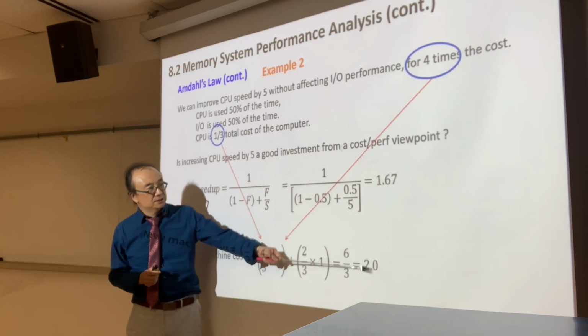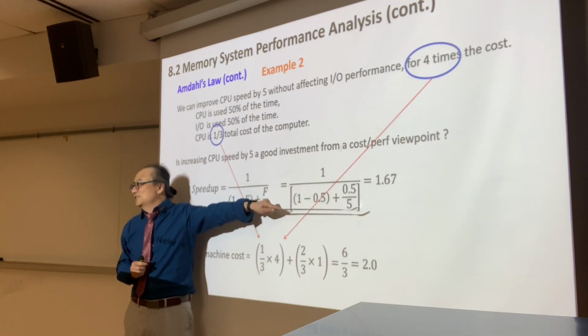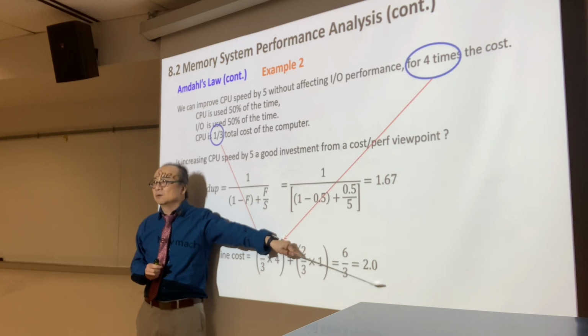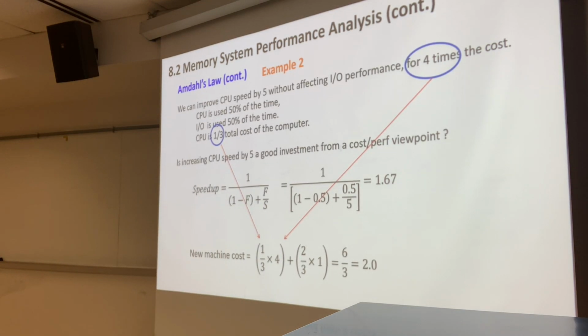When you compare this and this, speed up we reached 1.67, but cost is 2.0. I would say this is not a really good investment, right? Cost is more than the improvement, the speed up. So you need to mark it.